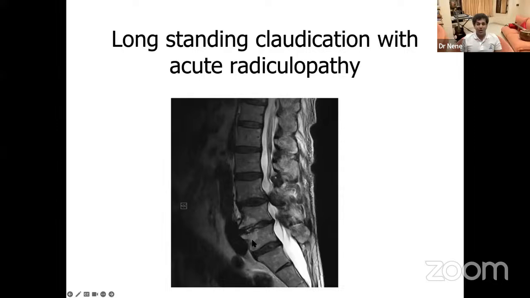So, Modic changes, you're right. This is actually like an auto-stabilizing osteophyte, but that's not the pathology. You say canal stenosis here. I'd like a better description of that canal stenosis. I agree, canal stenosis, but as a trained spine surgeon, how would you declutter that diagnosis of canal stenosis?